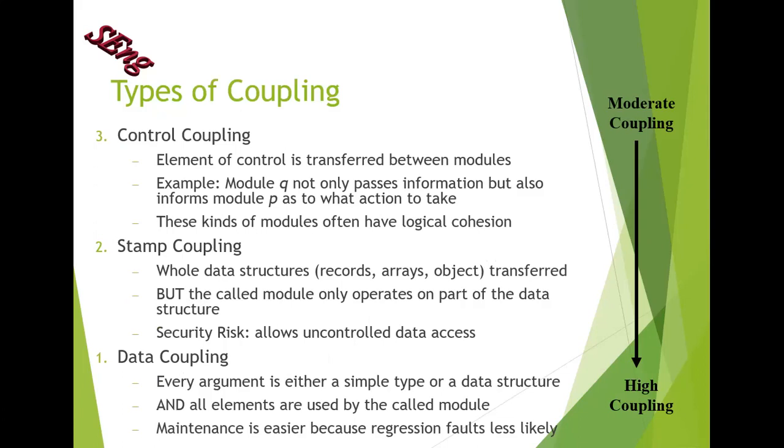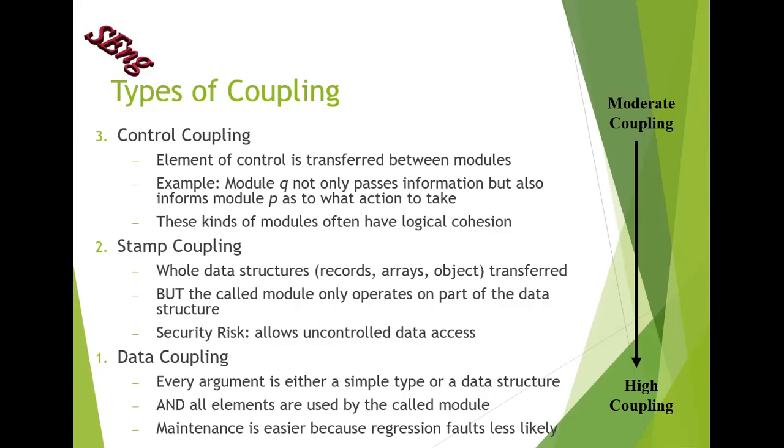Here are the types of coupling: first is data coupling, second stamp coupling, and third control coupling, from low coupling to moderate and high coupling. In data coupling, every argument is either a simple type or a data structure, and all elements are used by the called module. Maintenance is easy, and regression faults are less likely.